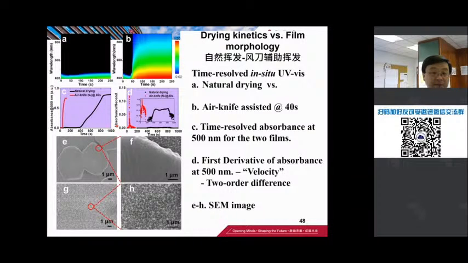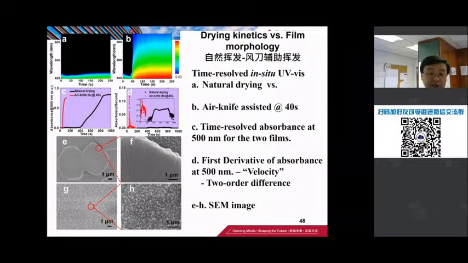Computer is slow, sorry for that. I can start at about 40 seconds to do air knife quenching, and we have a much faster drying speed. And on part D, you will see these red curves here. The magnitude is about 2 orders higher drying speed.